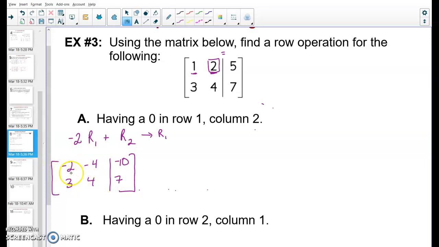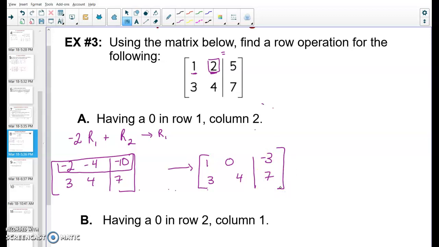Then I'm adding this row here to row 2, and I'm going to replace that with row 1. Okay, so negative 2 plus 3, that's 1, 0, negative 3, and then 3, 4, 7. Notice even though I was using row 2, I didn't change any of the numbers in row 2. Okay, so this first step here was just doing a negative 2 times row 1.